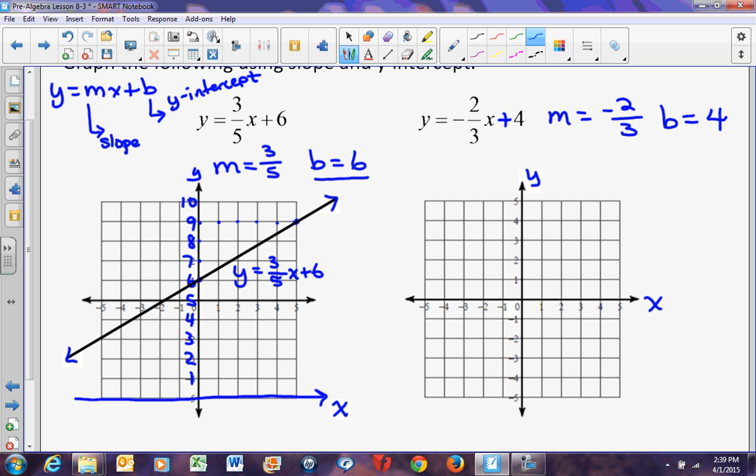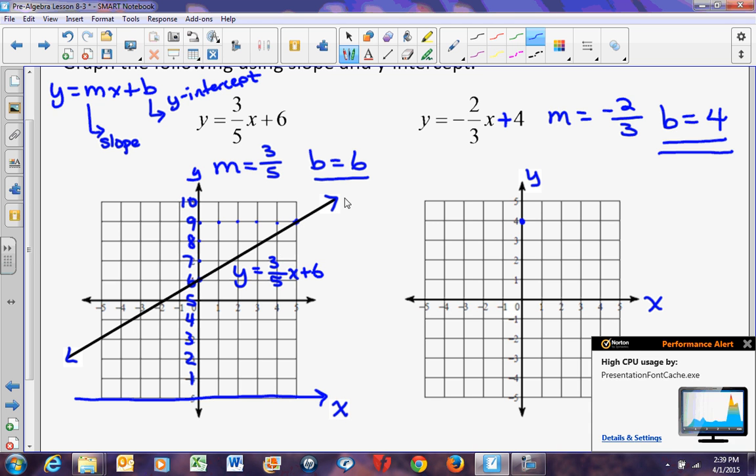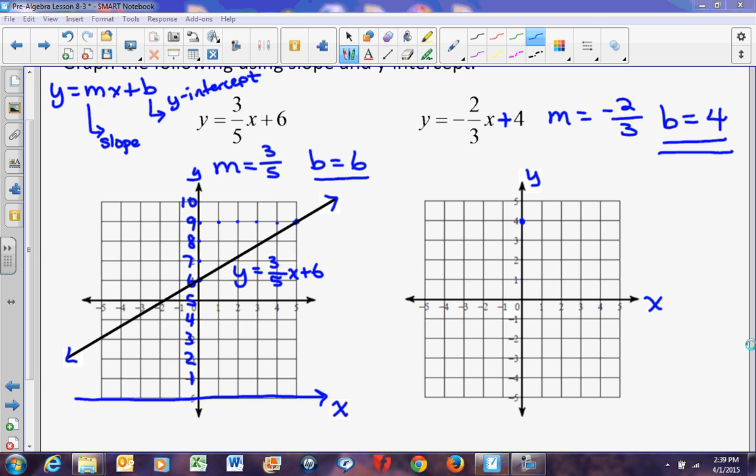So the first thing I'm going to plot is my y-intercept. It crosses my y-axis at 4. My y-axis is my up and down axis. It crosses at 4, which means x is 0 and y is 4. That's where it crosses the y-axis. Now I'm going to plot my slope. My slope is negative 2/3. So from this point, I'm going to go down 2 units and to the right 3 units, 1, 2, 3. From that point, I'm going to go down 2 units and to the right 3 units, 1, 2, 3. And then I'm going to draw my line.